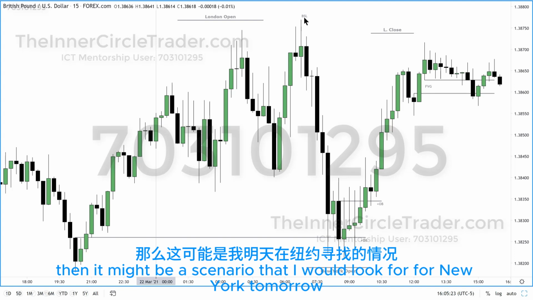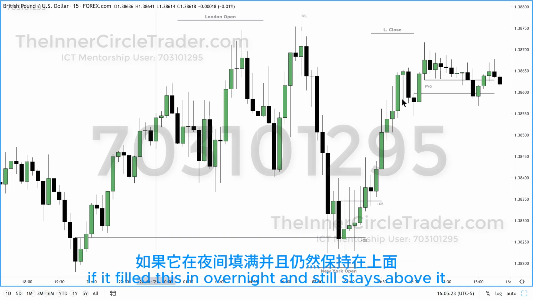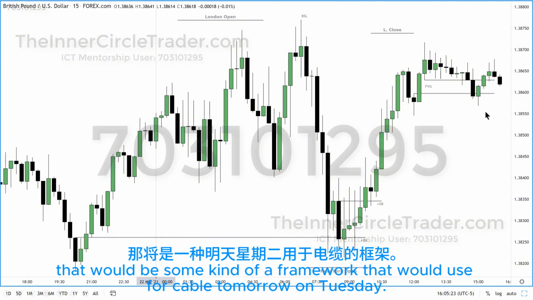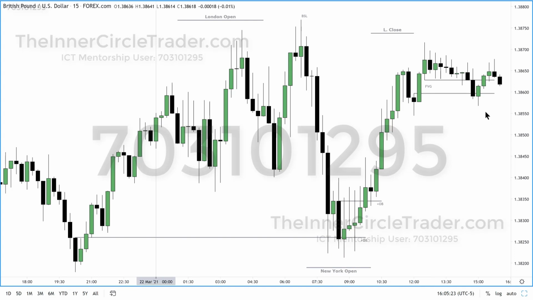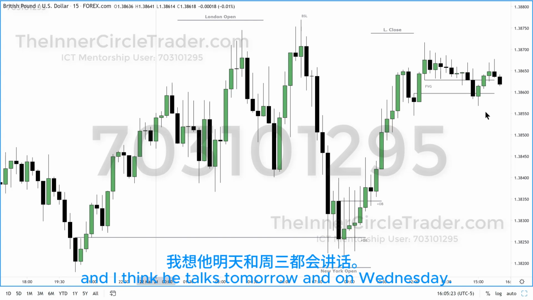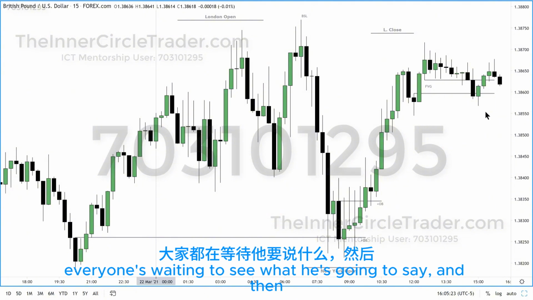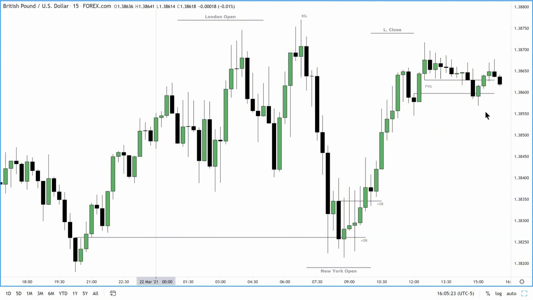then that might be a scenario that I would look for in New York tomorrow as a practice session. So you can look for maybe a long, if it filled this in overnight and still stays above it going into New York open, that would be some kind of a framework that I would use for cable tomorrow on Tuesday. But we have Chairman Powell speaking again. He was slated to speak today, and I think he talks tomorrow and on Wednesday. So everyone's waiting to see what he's going to say, and then the central banks will obviously do what they want to do regardless of whatever he says.